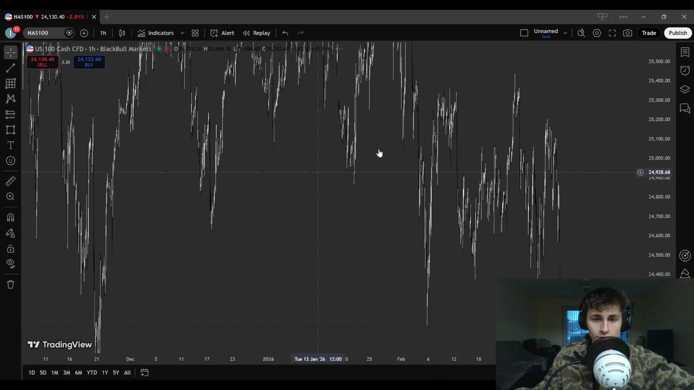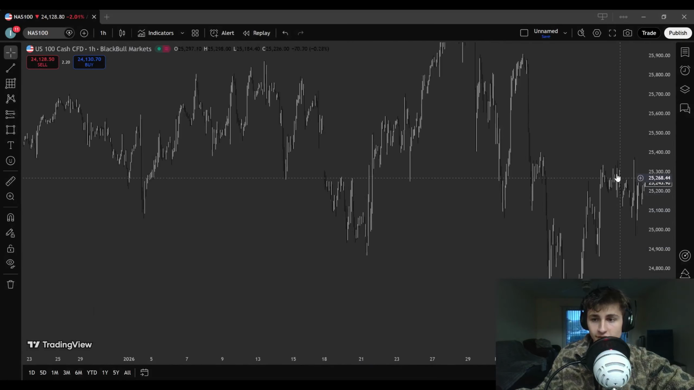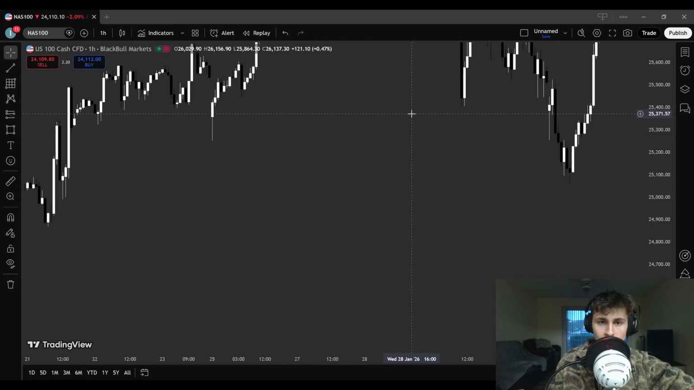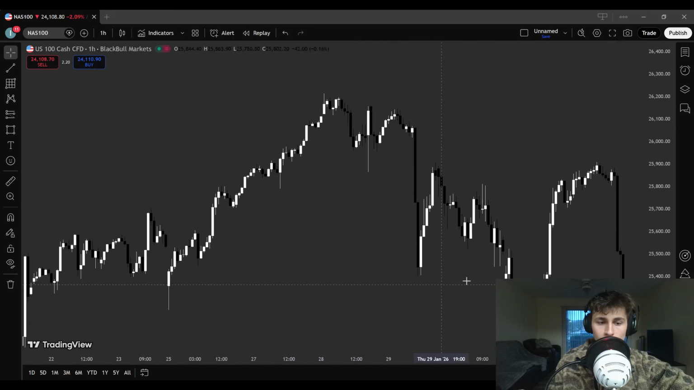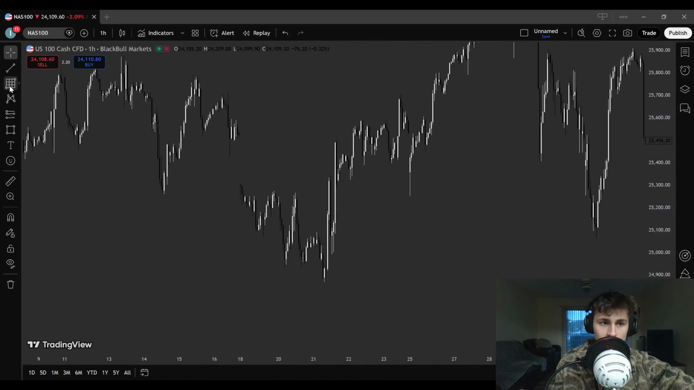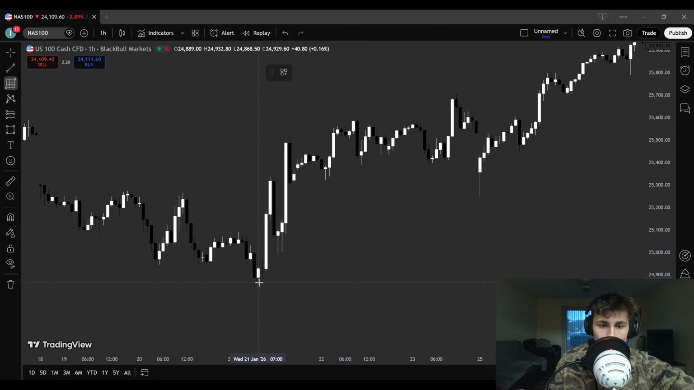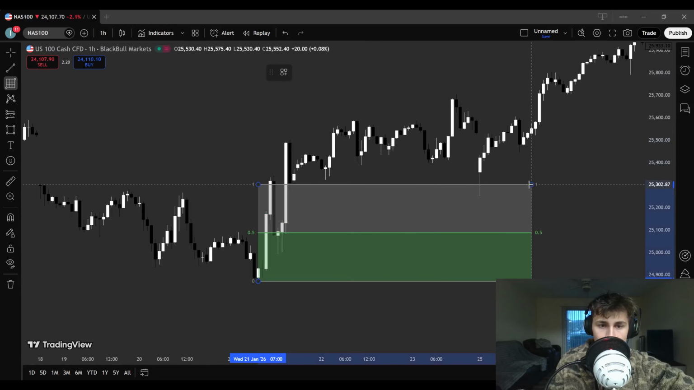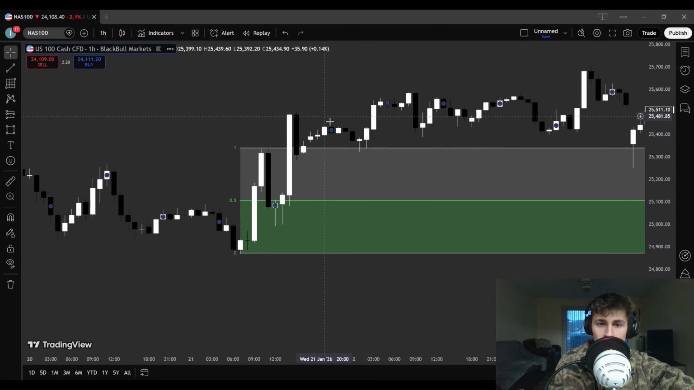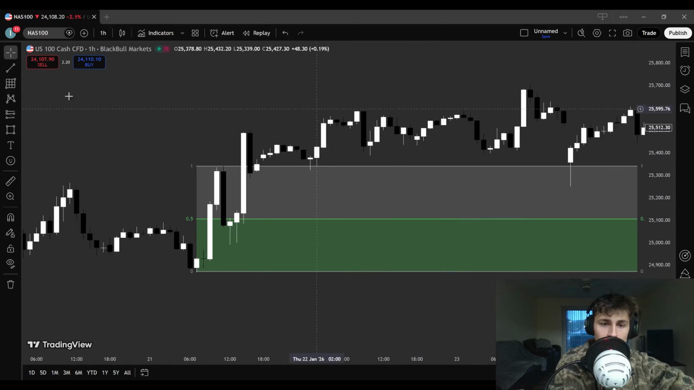Let's change pairs. Let's go to the Nasdaq. Good old Nasdaq. What do we see? Low to the high. Price taps into the discount and then moves up. And then we'll do the next one.